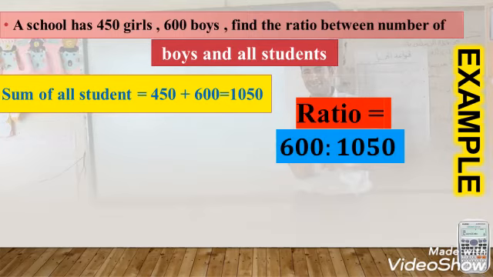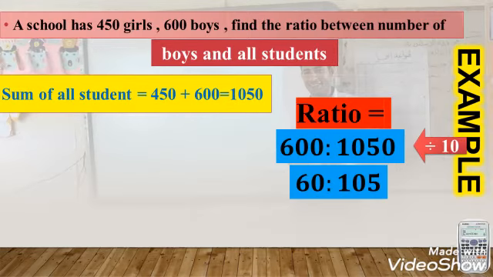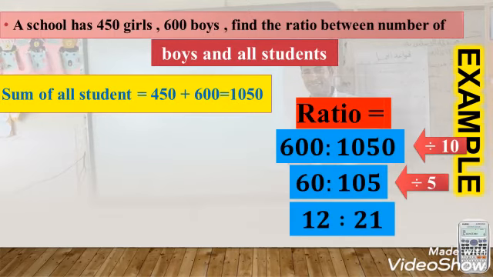By the same way, we will divide by 10. The result will be 60 to 105. Divided by 5, the result will be 12 to 21. The last step, we will divide by 3. The result will be 4 to 7. Then the ratio between boys and all students equal 4 to 7.